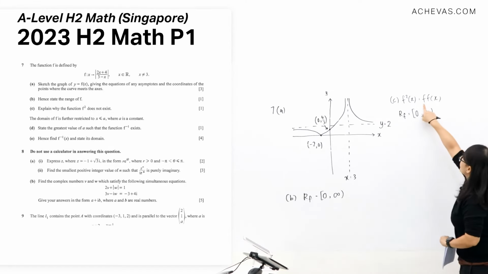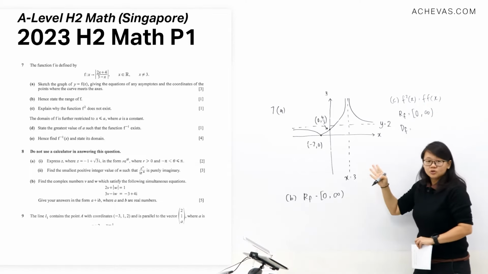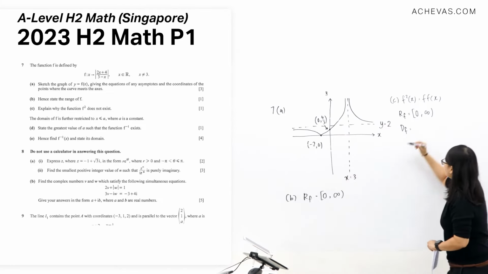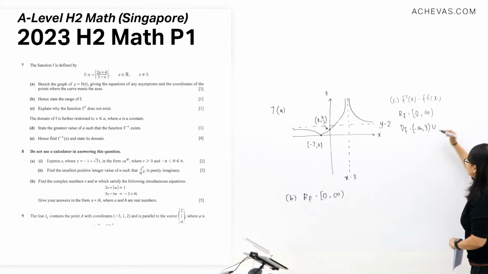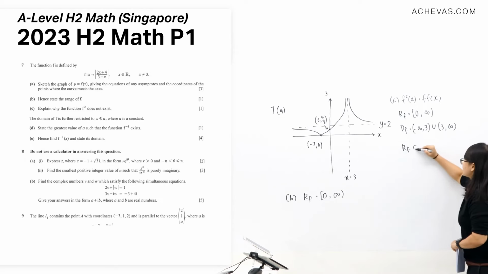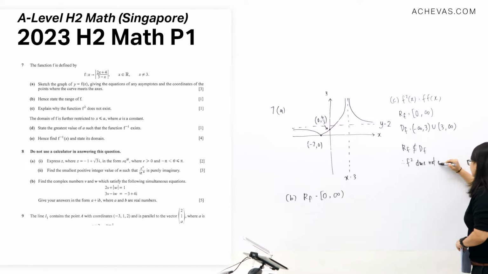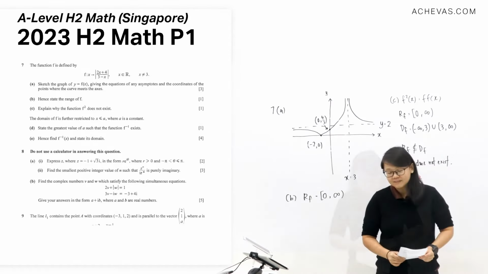Next, we'll take a look at the domain of the second function. We're going to look at this one here. Domain of f is going to be from negative infinity to 3. So I have negative infinity to 3, union with 3 to infinity. Now, since we can see that the range of f is not the subset of domain of f, therefore f squared does not exist. That's for part C.